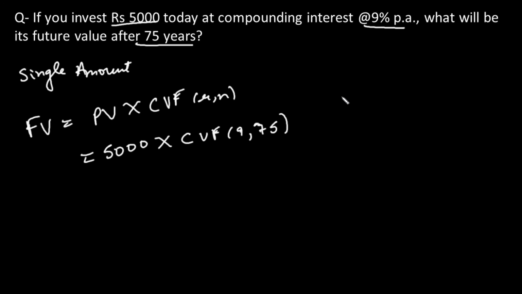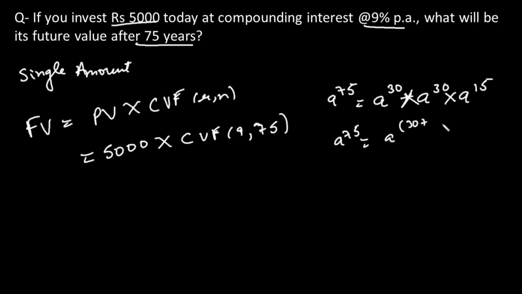In maths, you might have looked into this formula. If there is a की power 75, that could be written as a30 plus a30 into a15. And basically the powers get added. a30 plus 30 plus 15. Okay, so this was used in maths.